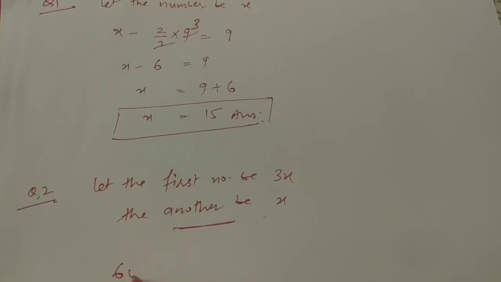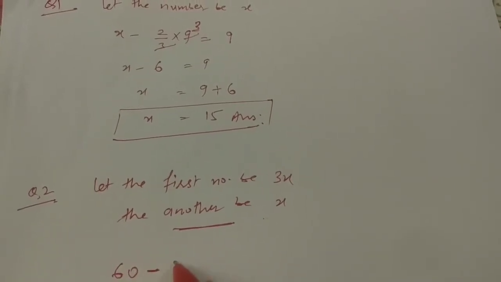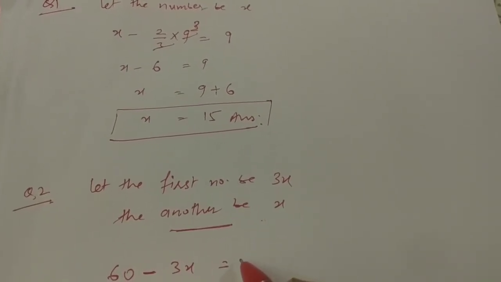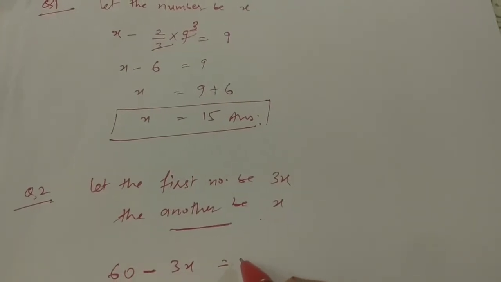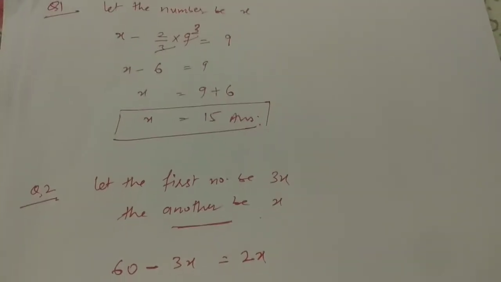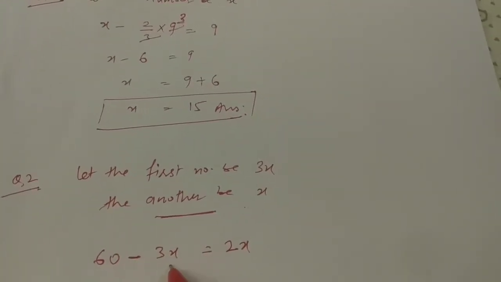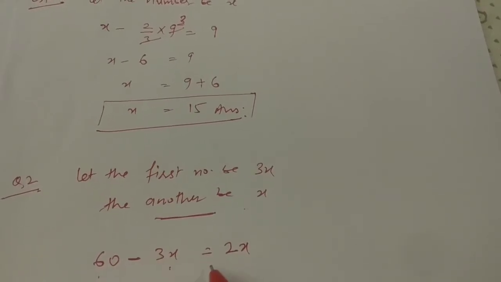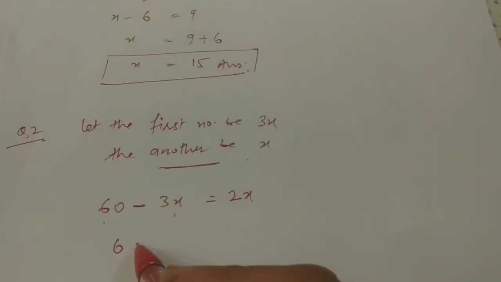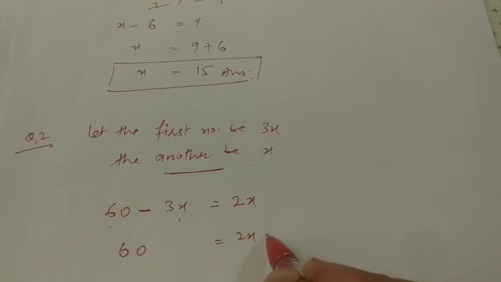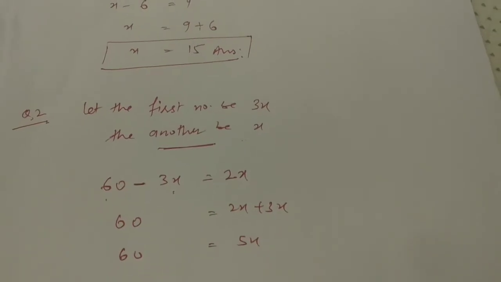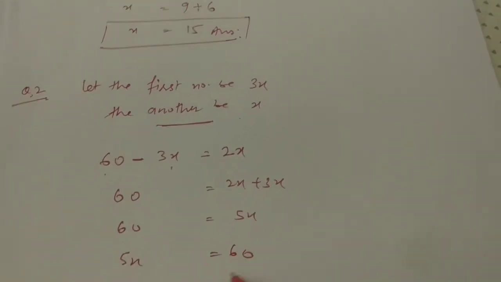So if we subtract the first number from 60, then what will we get? The result is 2 times the smaller number, meaning this smaller number 2 times. So if we subtract the first number, that is 3x, from 60, we will get twice the smaller number. So 60, it will transpose there, 5x, and we can write 5x equal to 60 here.